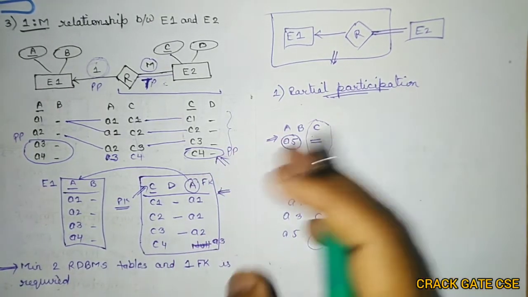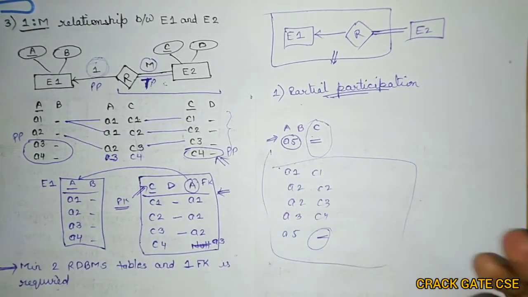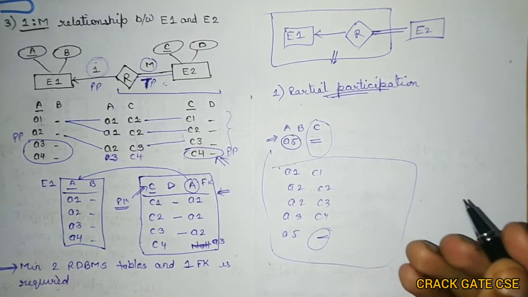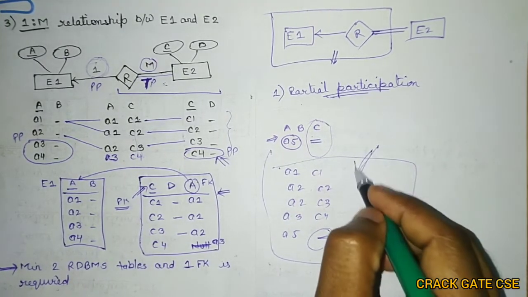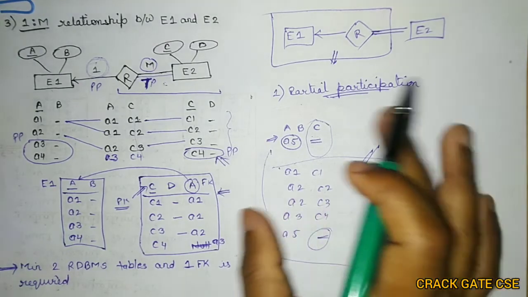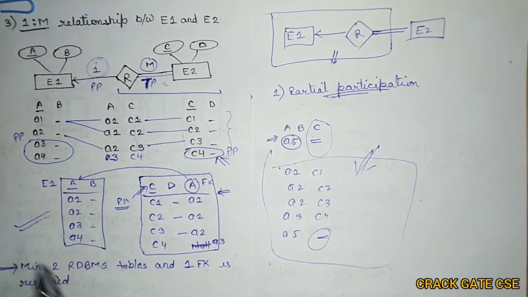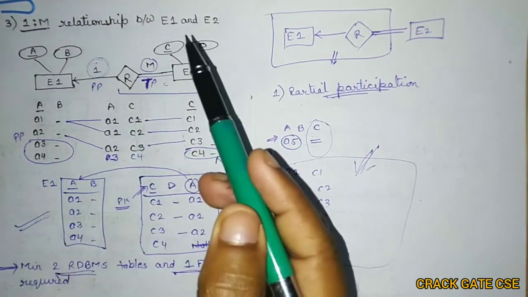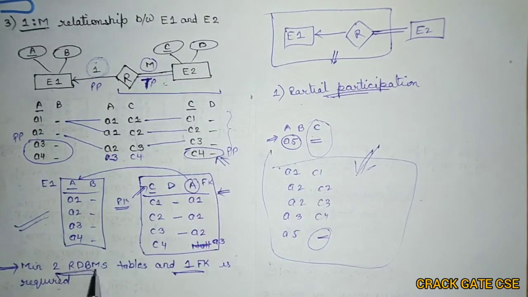So if I take some example with big tables, there is a possibility that there will be some redundancy, right? So that's why we are not using this kind of minimization. That's why the minimum tables required is 2 and the foreign key is 1 if there is one to many relationship and the total participation or the partial participation. In both the cases, the minimum number of tables required is 2 and the foreign key is 1.